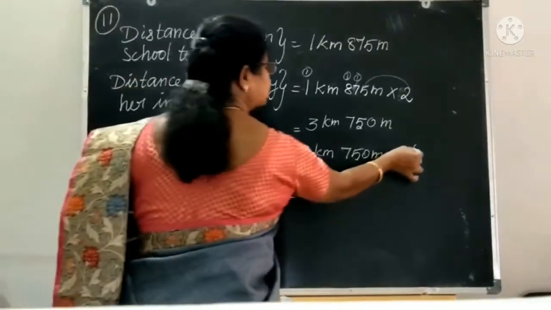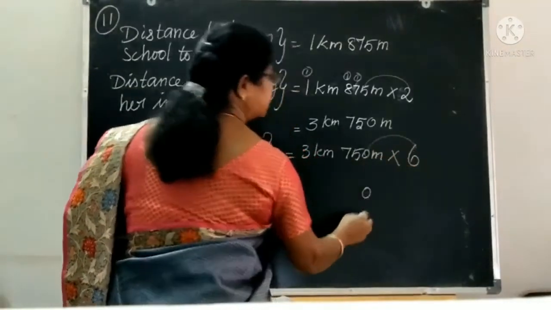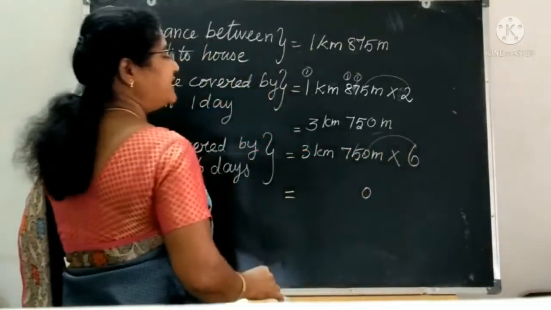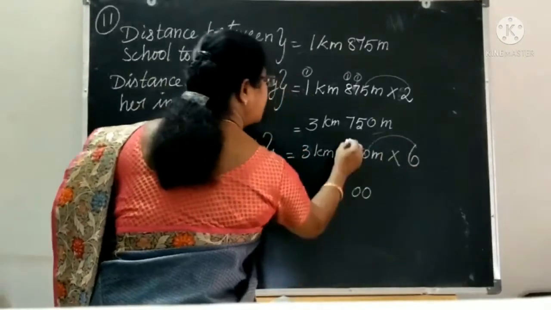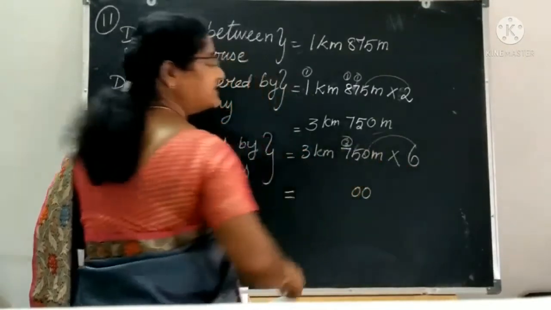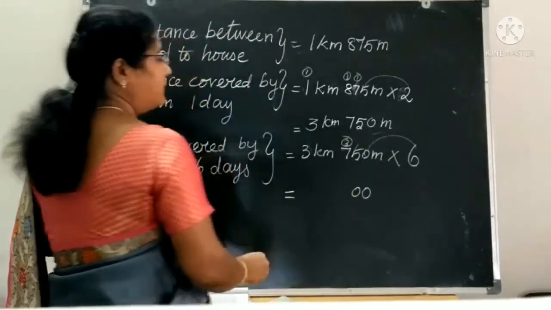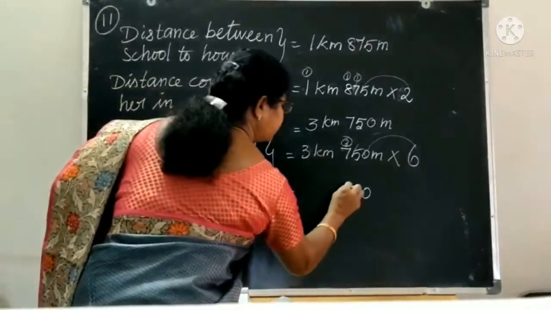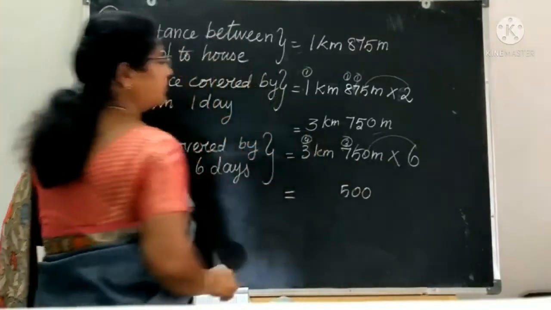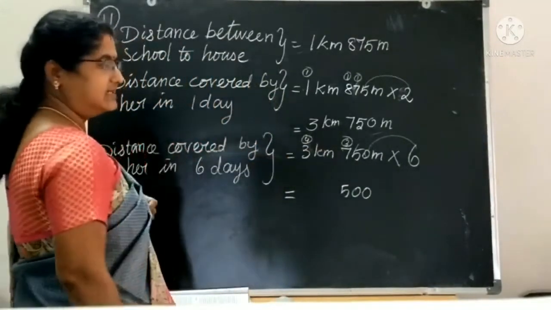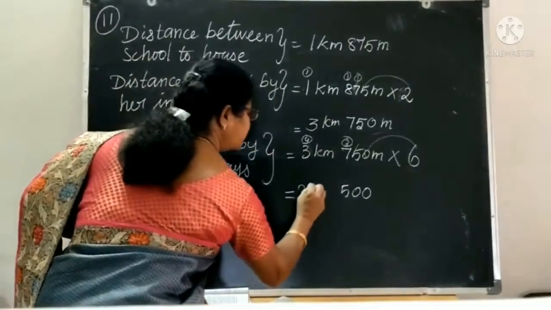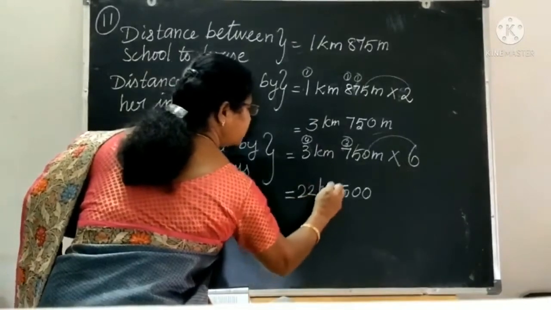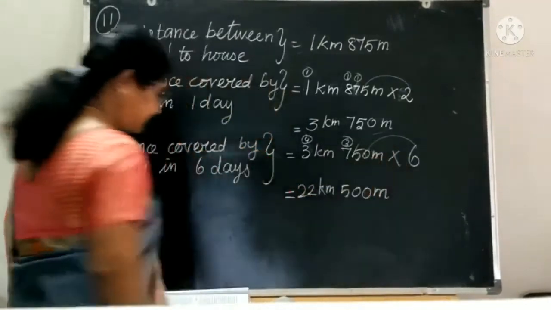Multiply. 0 6s are 0. 5 6s are 30, balance 3. 6 7s are 42, 42 plus 3, 45. Balance 4. 3 6s are 18, 18 plus 4, 22. 22 kilometer 500 meter.